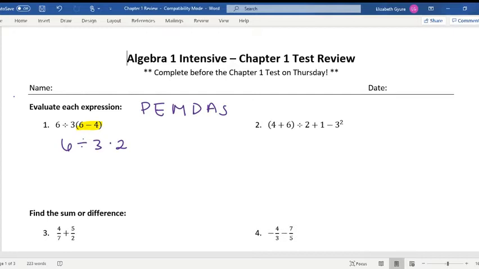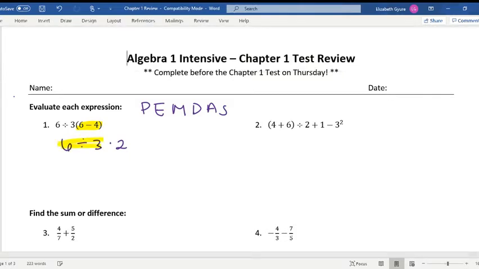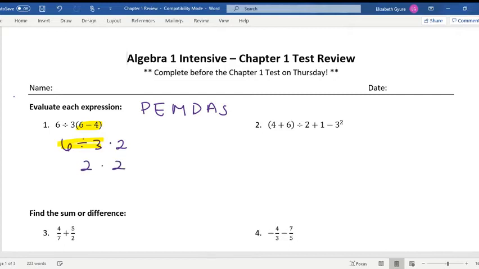Any multiplication and division? When we have multiplication and division, which order must we go in? Left to right. I know it's tricky because that's the order it's written in, right? Always go from left to right. So we're going to do the 6 divided by 3 first, which is 2. And then we have 2 times 2, which is 4. Good.